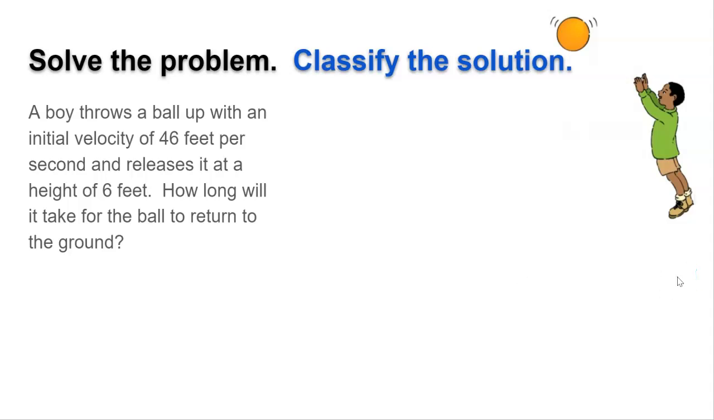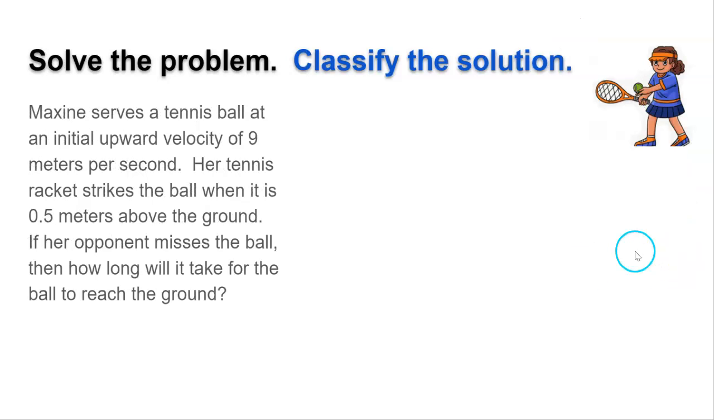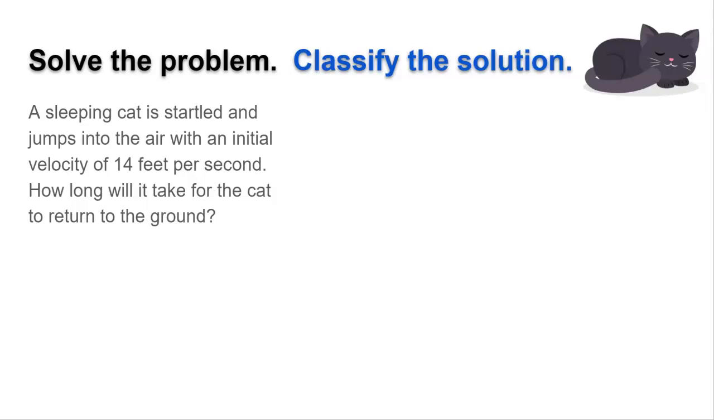And finally, a boy throws a ball up with an initial velocity of 46 feet per second and releases it at a height of 6 feet. How long will it take for the ball to return to the ground? So we're doing really the same problems 3 times in a row, but please note that not all of these are using the same units of measure. This one's using feet. In Maxine, it's using meters. And for the cat, we're using feet.